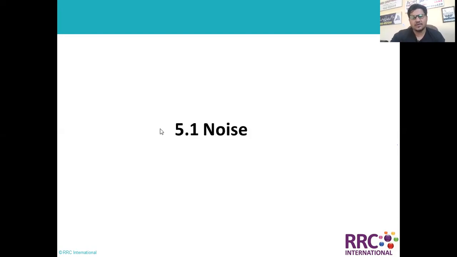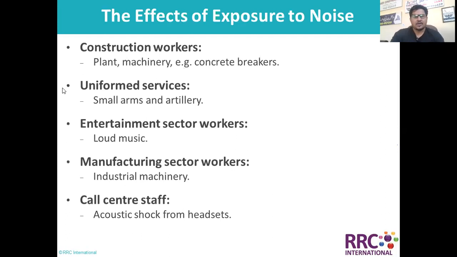So now let's talk about what NEBOSH is sharing with us: what is noise and how to identify the noise levels, what are the legal limits, and most importantly, how to control them. So let's understand first of all the industry types where we mostly get noise or the effects of exposure to noise. The number one is always the construction workers, because they surely have heavy equipment, plant and machinery, and concrete breakers. Then also the uniform services like small arms and artillery, they're also exposed to high noise.